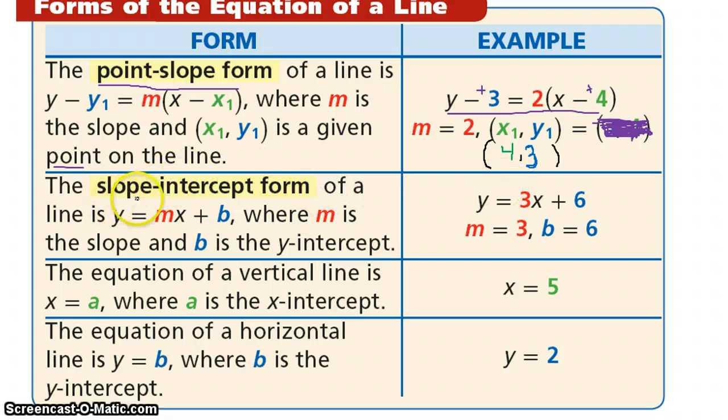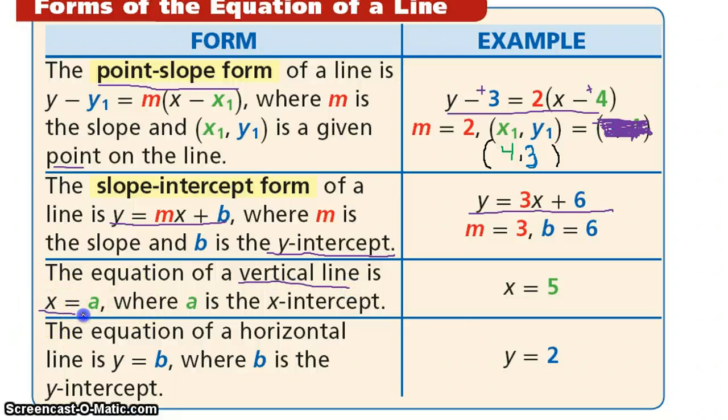Our slope-intercept form is in the form of y equals mx plus b. M again is your slope, and b is the y-intercept. And remember, this is what this means. That's where it crosses the y-axis. So given a slope of 3 and a y-intercept of 6, put in our slope-intercept form, we would have y equals 3x plus 6.